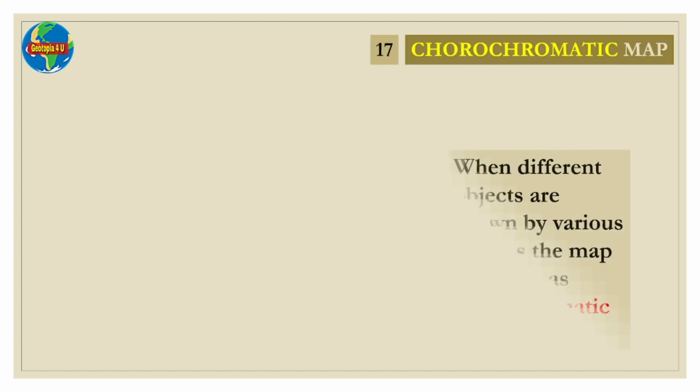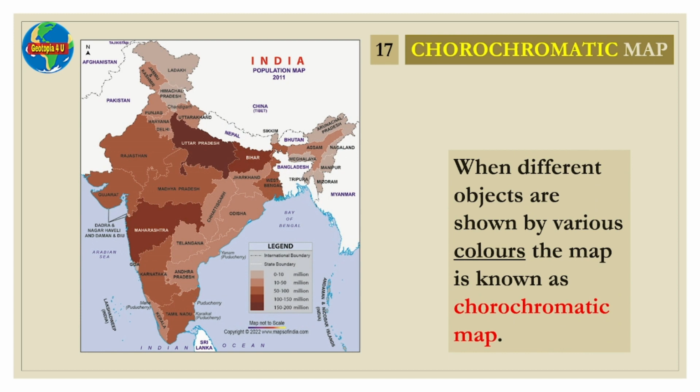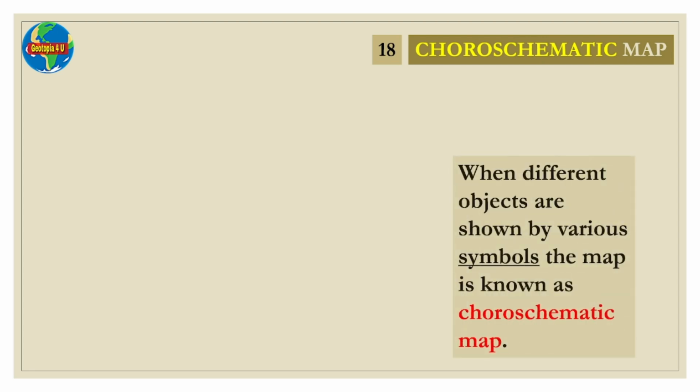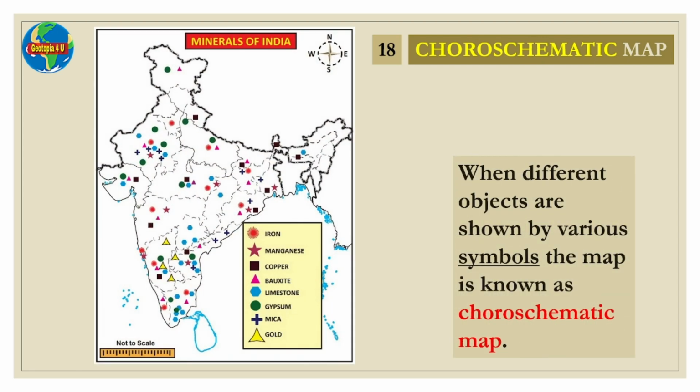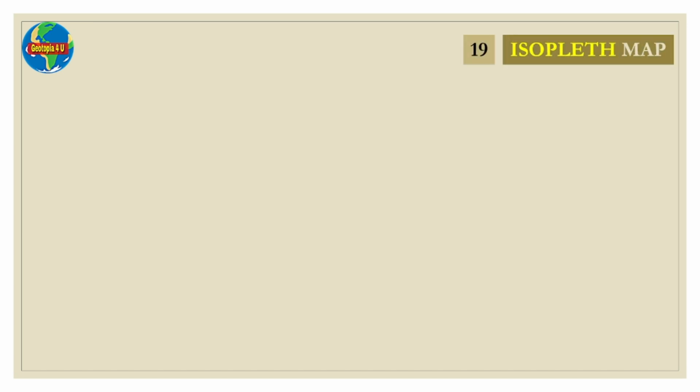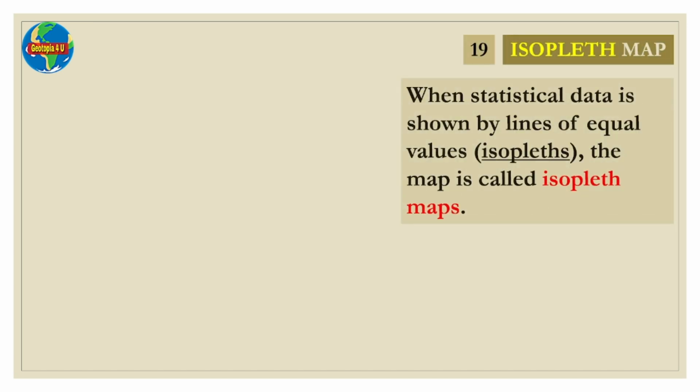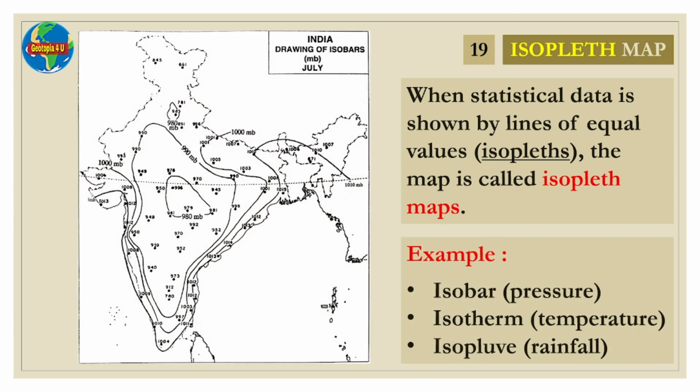Number 17. Chorochromatic map. When different objects are shown by various colors, the map is known as a chorochromatic map. Number 18. Choroschematic map. When different objects are shown by various symbols, the map is known as a choroschematic map. Number 19. Isopleth map. When statistical data is shown by lines of equal value or isopleths, the map is called an isopleth map. Example: isobar, isotherm, isopluve.